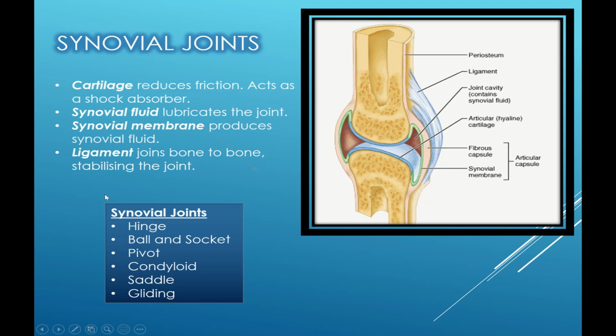So you can see as well here that we have 6 different types of synovial joint, and we're going to go through these now. But those 6 types, as you can see, are the hinge joint, ball and socket, pivot, condyloid, saddle, and gliding. So what you need to be able to do for your examination is identify an example of each one of these types of synovial joints, and the movements which occur at each. So that's what we're going to be getting on with next.